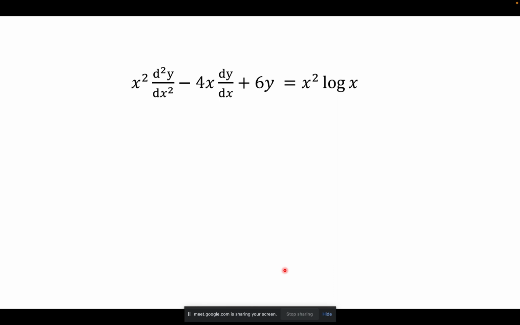where I used the Cauchy Euler equation as well as the method of reduction in order to solve the complementary functions of the differential equation. Okay, so this is all about the method of variation.